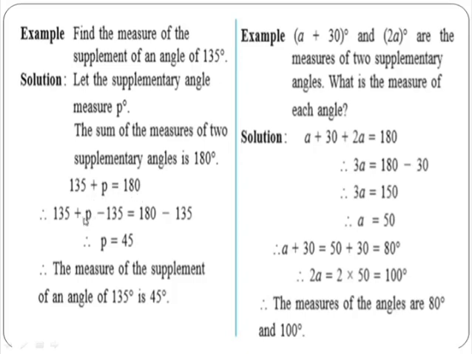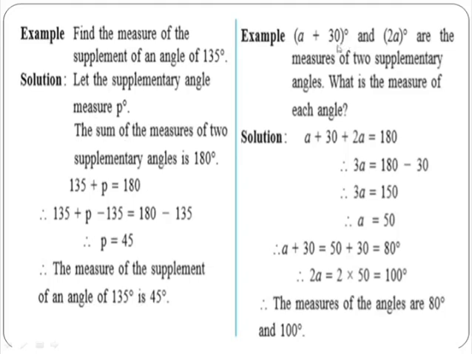Now in this equation you have to find the value of the variable, that is P. Here 135 is in addition with P, so we will subtract 135 from both the sides. Here this 135 will get cancelled with this 135. Now 180 minus 135 is 45. Therefore, the measure of the supplement of an angle of 135 degrees is 45 degrees. We have to do the same procedure as we have done in complementary angles.